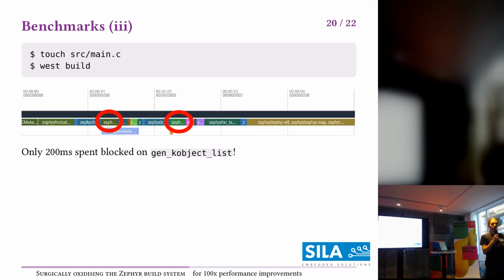Before we were testing the entire West build flow. Now we can just test the script in isolation and we can see that Python takes a long time and Rust is about 80 times as fast now.